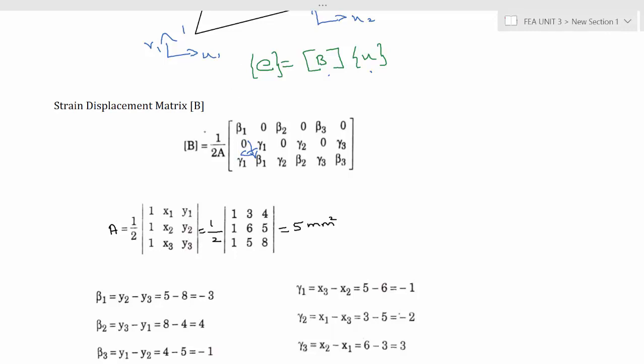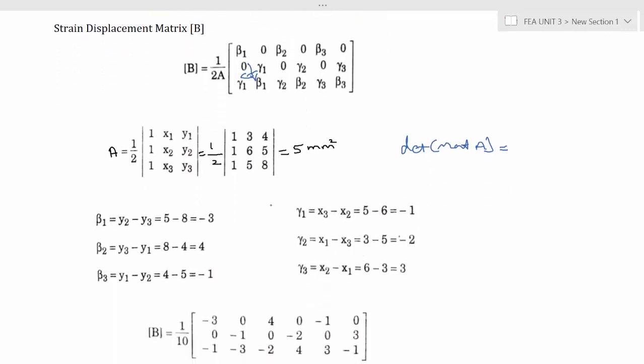So from the image I can take the values of x1 y1, x2 y2 and x3 y3. So I have substituted it and you can use the calculator for solving this matrix. So you can use determinant of matrix in the calculator to find the solution. Okay, so that is equal to 5 mm square.